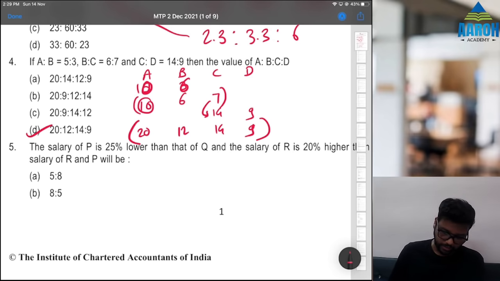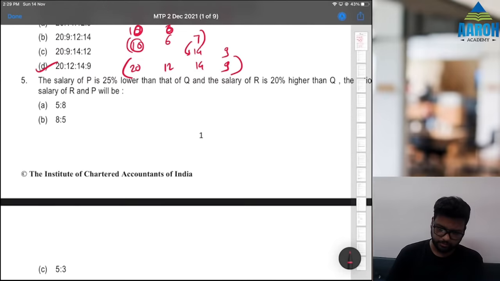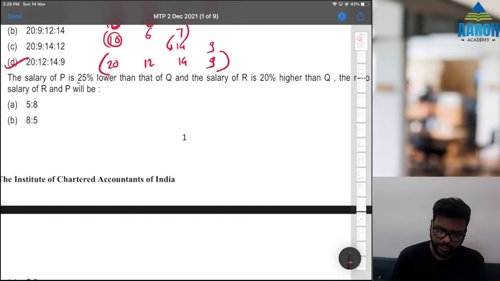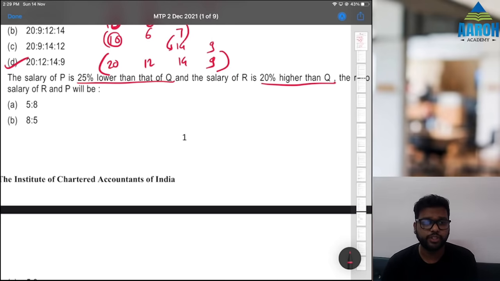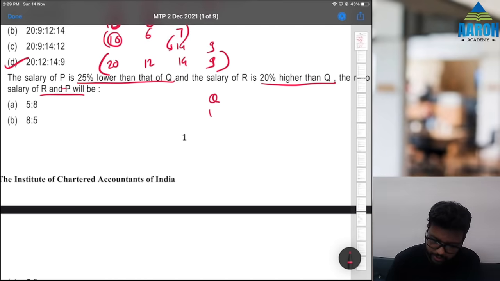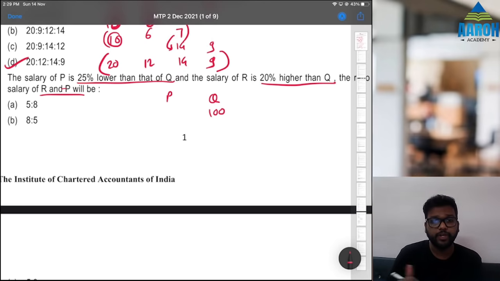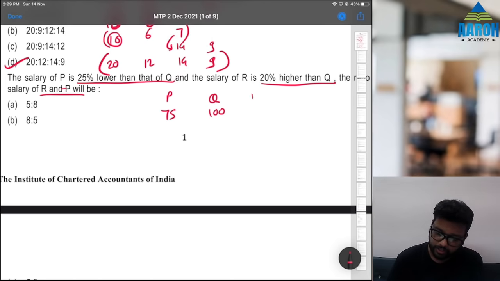Okay. Fine. Next. Salary of P is 25% lower than Q and salary of R is 20% higher than Q. What is the ratio of salary of R and P? Let's assume salary of Q as 100. That means salary of P is 25% lower, so 75. Salary of R is 20% higher, so 120.